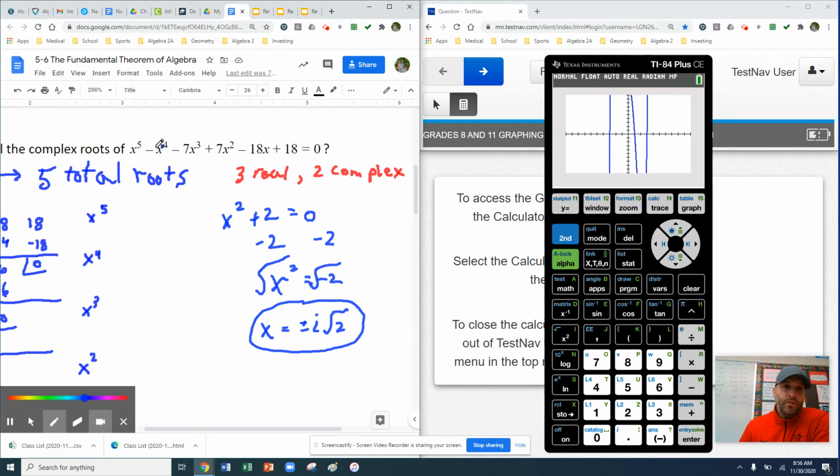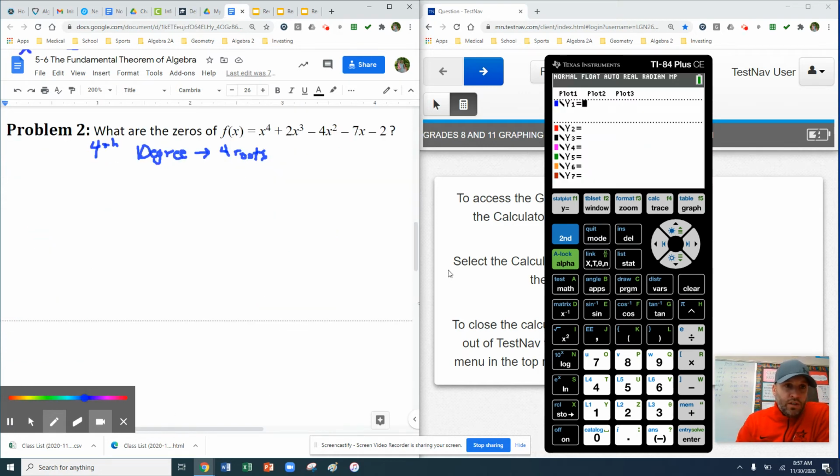So starting out, we figured out we have 5 total roots. Once we graph it, 3 of them are real, which now determines that there are going to be 2 complex roots. So remember that your complex imaginary roots are always going to come in pairs. So you're always going to have an even amount of those complex roots if you even have them. We'll take a look at problem 2.